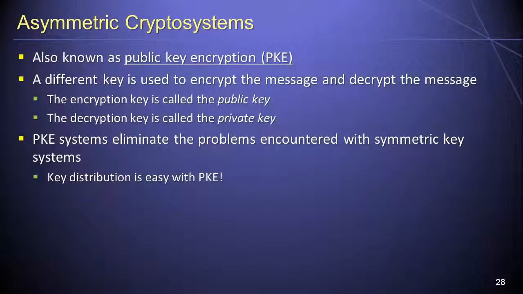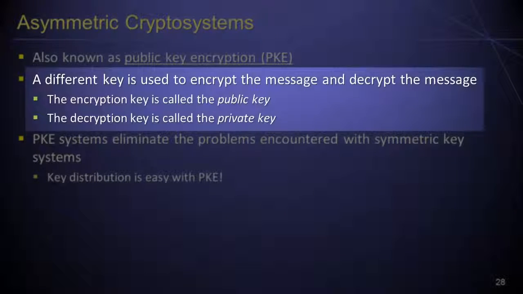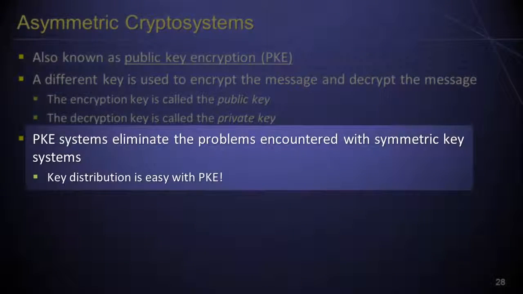The second of the two major types of cryptosystems is known as an asymmetric cryptosystem, or sometimes as public key encryption. In an asymmetric cryptosystem, one key is used to encrypt a message and a very different key is used to decrypt the message. In the context of public key encryption, the encryption key is called the public key, while the decryption key is called the private key. Asymmetric cryptosystems eliminate the key exchange and key distribution problems that are often encountered with symmetric key systems. Key distribution is quite straightforward when using an asymmetric cryptosystem.